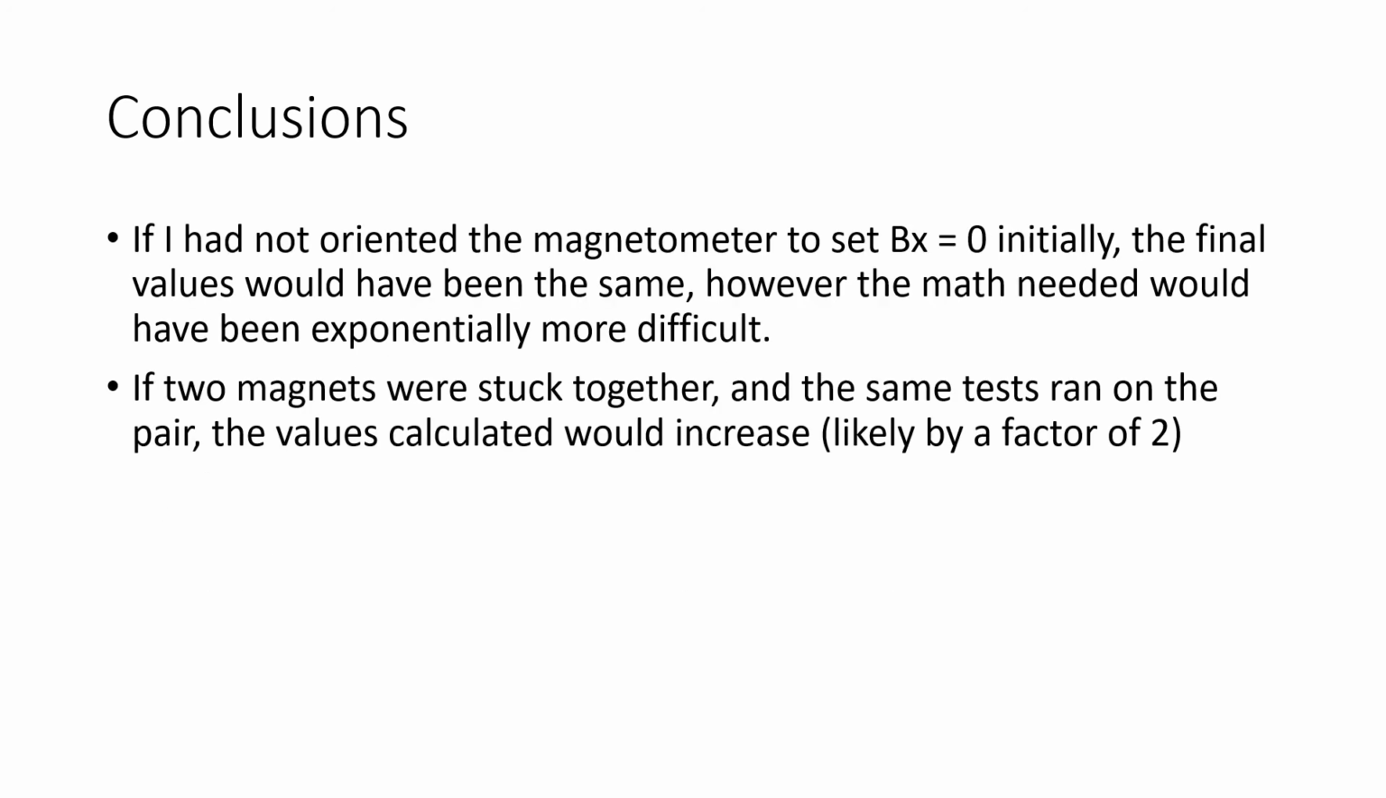Also, we know if we had set the magnetometer so that Bx wasn't 0 initially, the final values would have been very similar, but the math needed to get there would have been much more complicated. And if two magnets were stuck together, and the same test run on the pair, the values calculated would increase by likely a factor of 2.